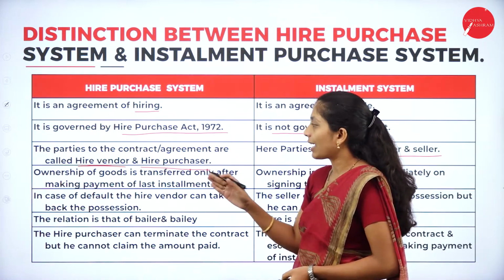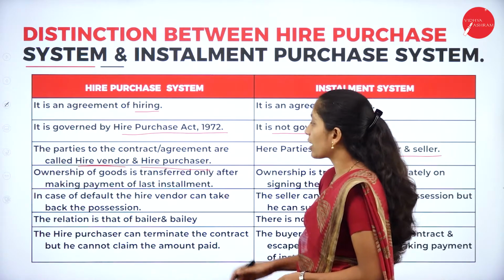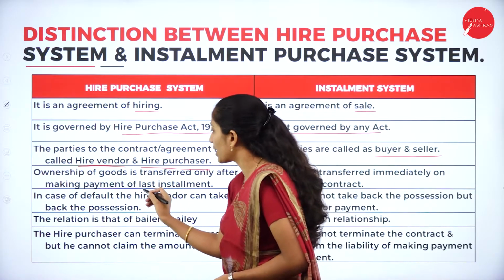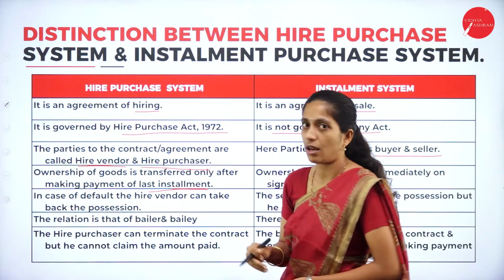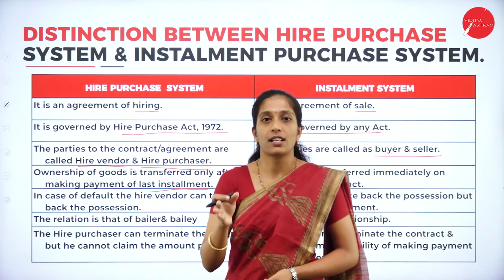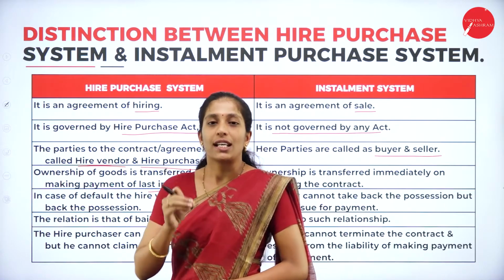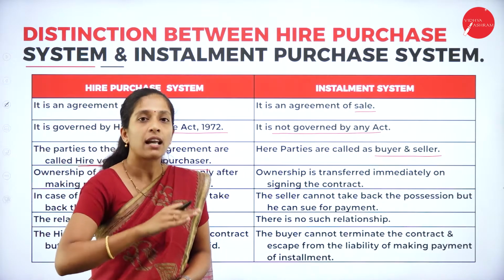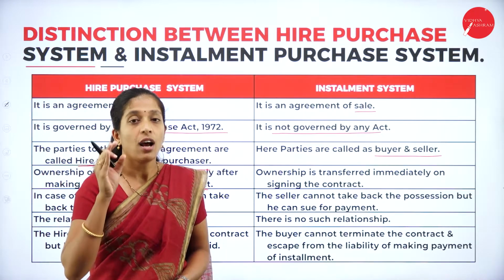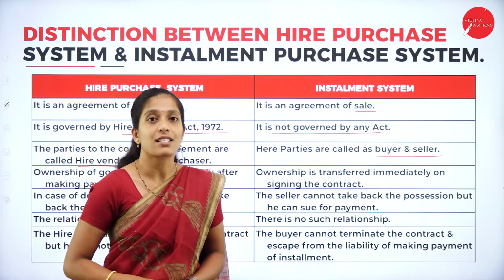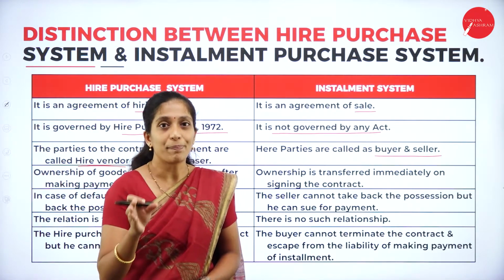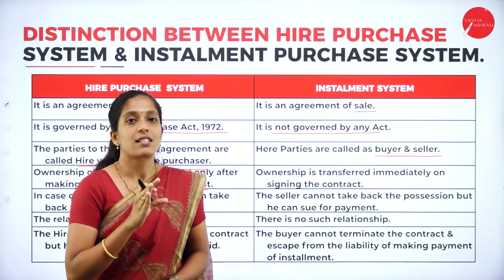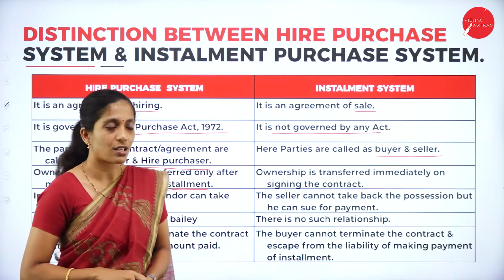Now coming to the next difference, ownership of the goods is transferred only after the payment of the last installment. So this you know. So we have studied in your previous unit, right? So here under hire purchase system, ownership will be transferred from hire seller to hire buyer after the payment of the last installment. Only if the hire purchaser pays the last installment, then only the ownership transfers.